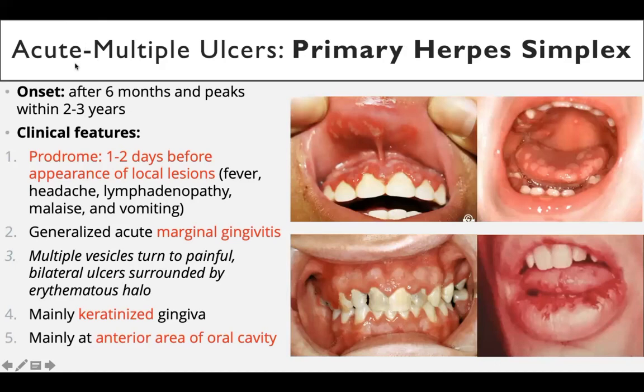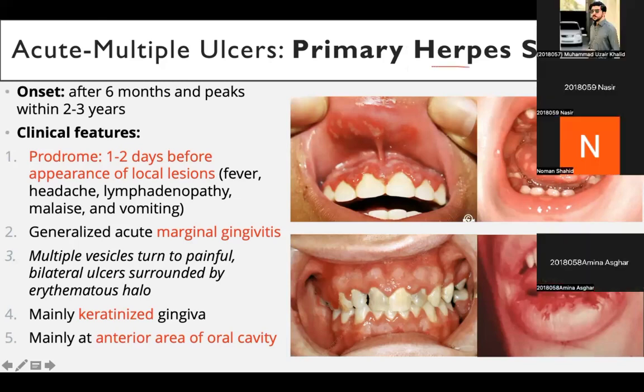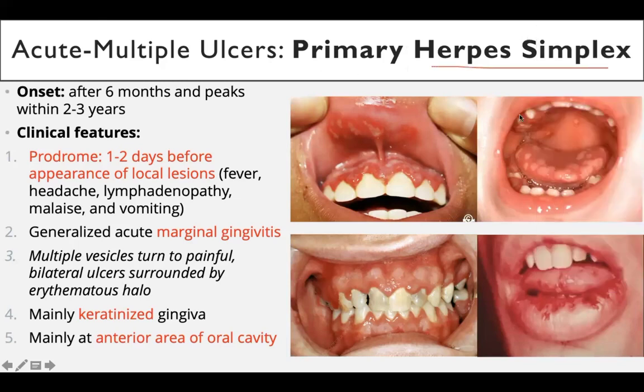Now we go to the first, acute multiple ulcers, which is caused by herpes simplex virus. So this is known as primary herpes simplex. Onset is after 6 months and peaks within 2 to 3 years. So primary herpes simplex infection causes acute multiple ulcers, acutely but more than one ulcer. The onset is after 6 months, and peaks within 2 to 3 years.